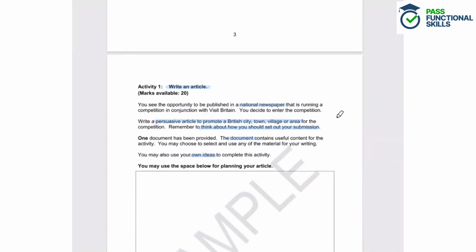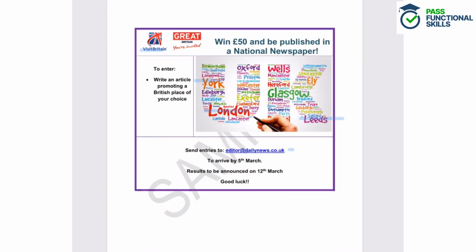Well, we were asked to enter a competition to write a persuasive article promoting a city, town, village or area in Britain. So we don't have a lot of details that have been provided for us to include here. So we've got to get creative and come up with our own ideas. We should probably discuss where the area is.